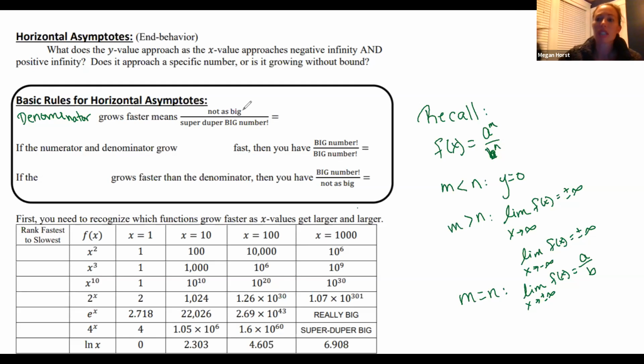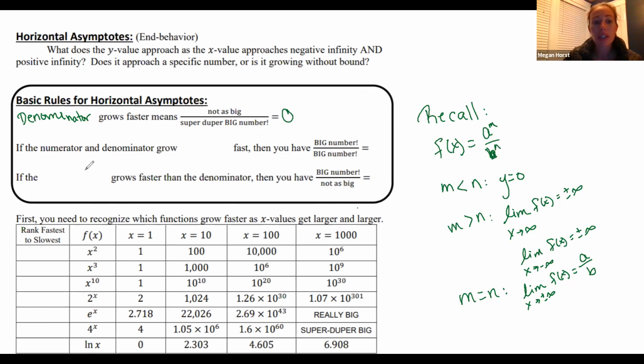Because that denominator is getting large at a faster rate, this is a situation where we have a horizontal asymptote where my denominator is getting really, really big. This is really small, so we're doing like 1 divided by a trillion. That's going to yield 0.